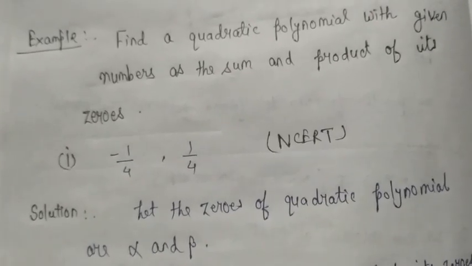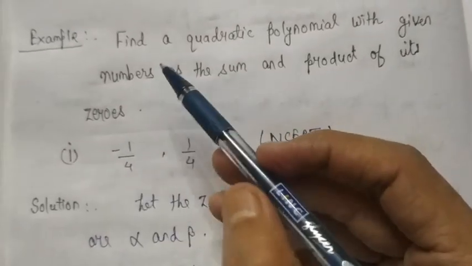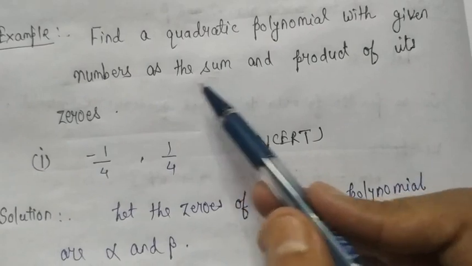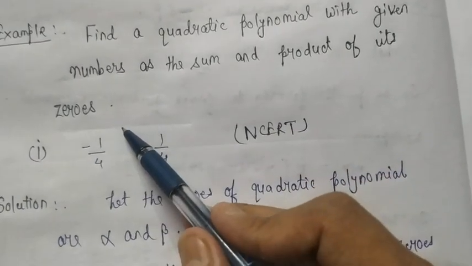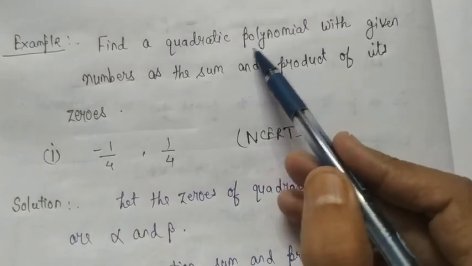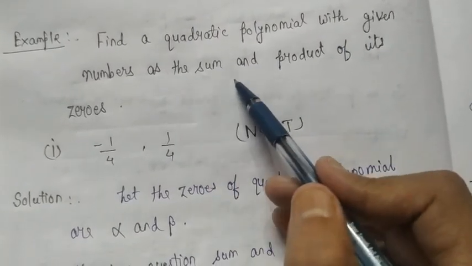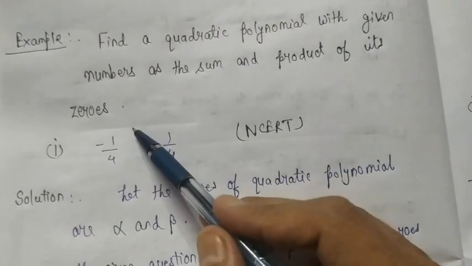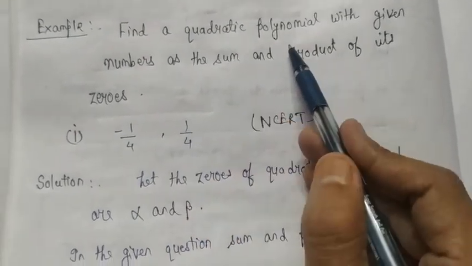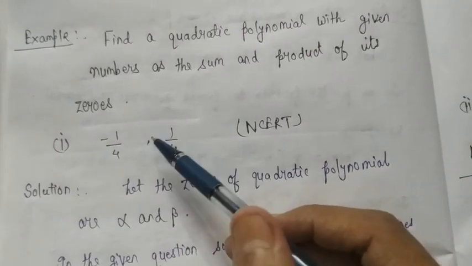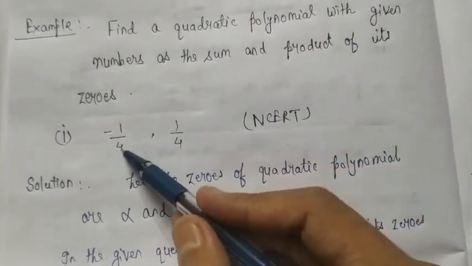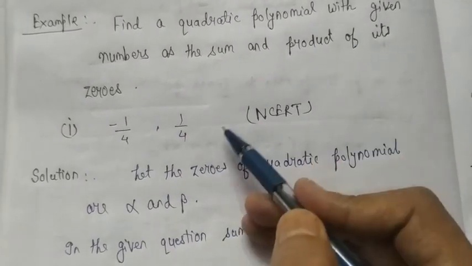Now, next question, a little bit different question. Find a quadratic polynomial with the given numbers as the sum and the product of its zeros. See, you have to find a quadratic polynomial, and the sum and the product of its zeros are given. The sum of the zeros is -1/4 and the product of the zeros is 1/4.